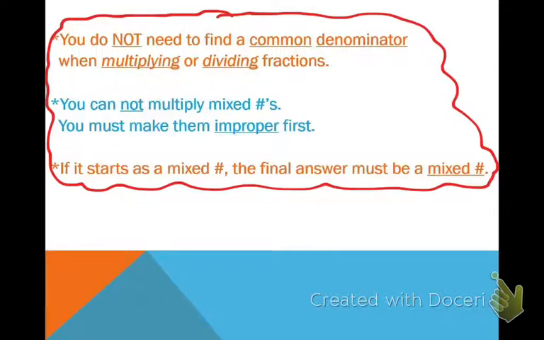Read me the next section in blue. What's it say? You cannot multiply mixed numbers. You must make them improper first. That's a rule you're going to want to remember. And read me the last thing that we're talking about today. If it starts as a mixed number, the final answer must be a mixed number. Meaning, it cannot be an improper fraction. It must be a proper fraction or put back into a mixed number.